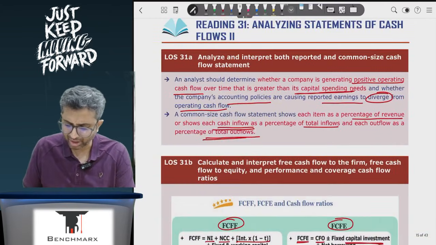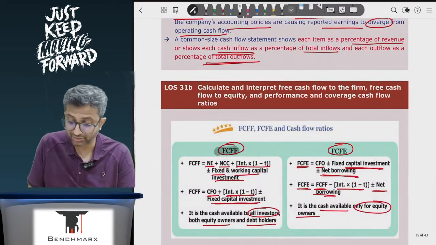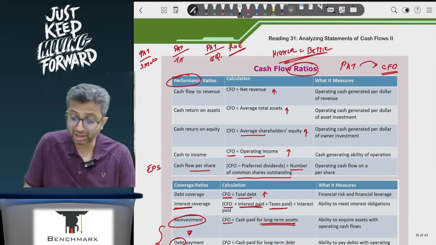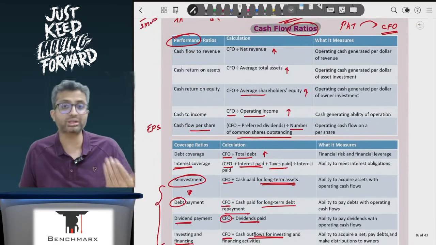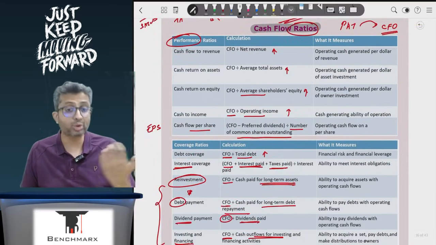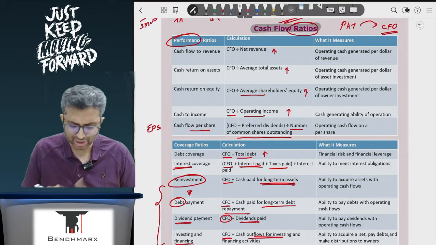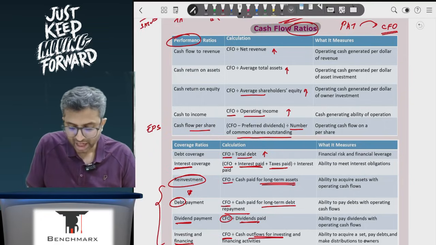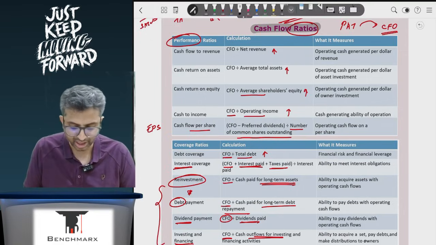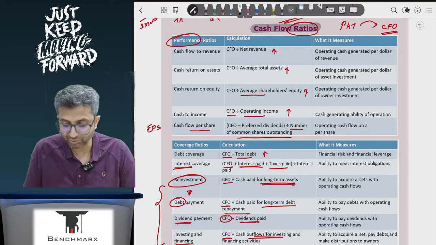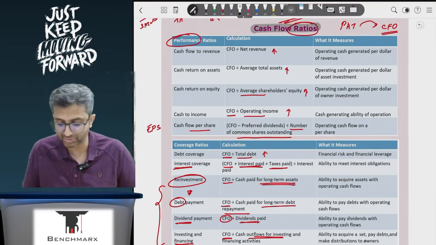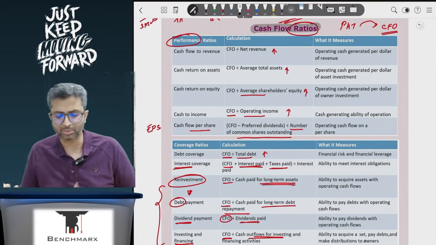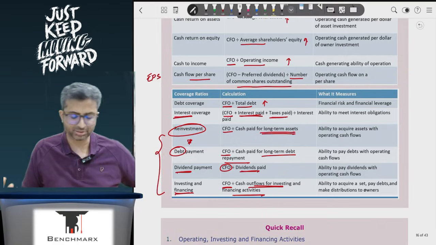Then in the other part, you're looking at the free cash flow to the firm and free cash flow to equity workings. There are certain cash flow ratios, which, to be honest, are not as important as the subsequent income statement or balance sheet ratios, but they are self-explanatory. Cash flow to revenue, CFO divided by revenue. Cash flow to assets, CFO divided by average assets. Return on equity, CFO by average equity. CFO to income, CFO by operating income. CFO per share is CFO minus preference dividend upon number of shares.